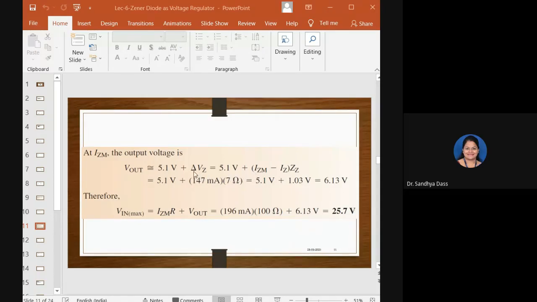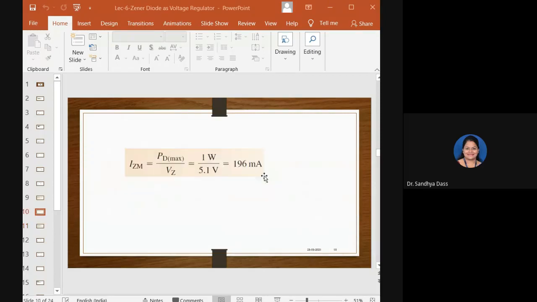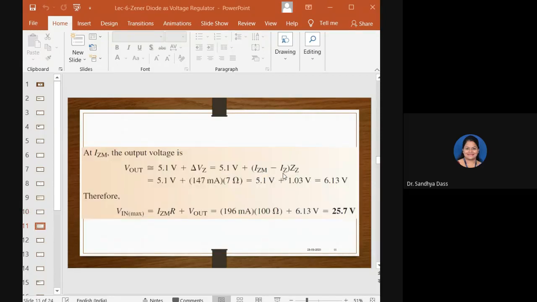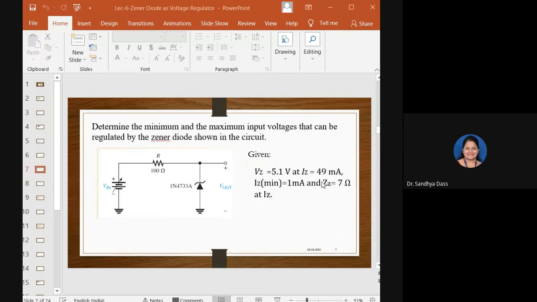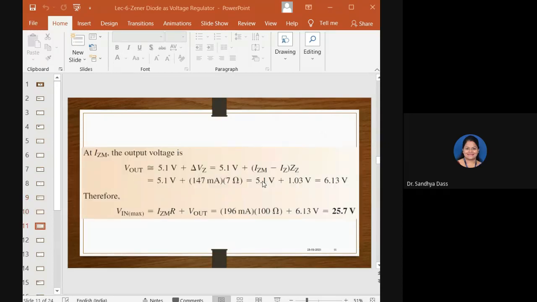Here, for delta Vz, we substitute Iz max minus Iz min, into Z. Iz max is what you have calculated just now, 196 milliamps, and Iz min is the 49 milliamps specified there, into Z, the 7 ohms that is given. So 5.1 volts plus the difference, 147 milliamps into 7, you'll get 6.13. That will be your output voltage for the maximum Zener current.